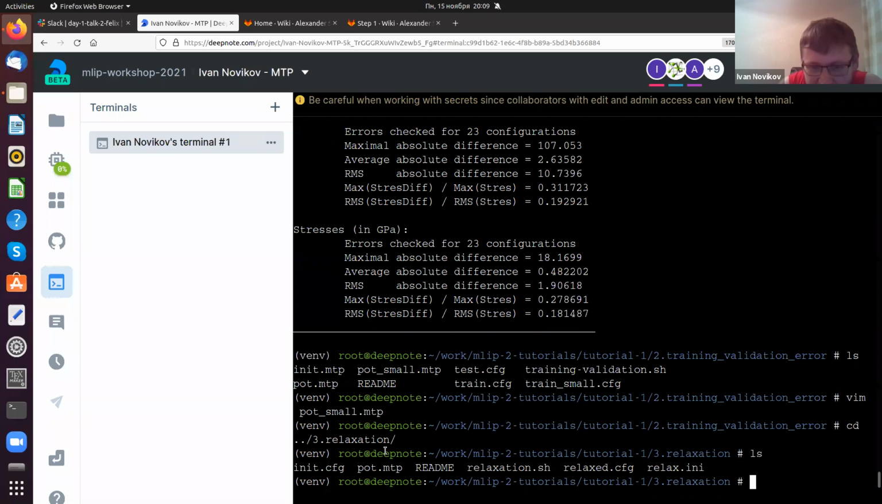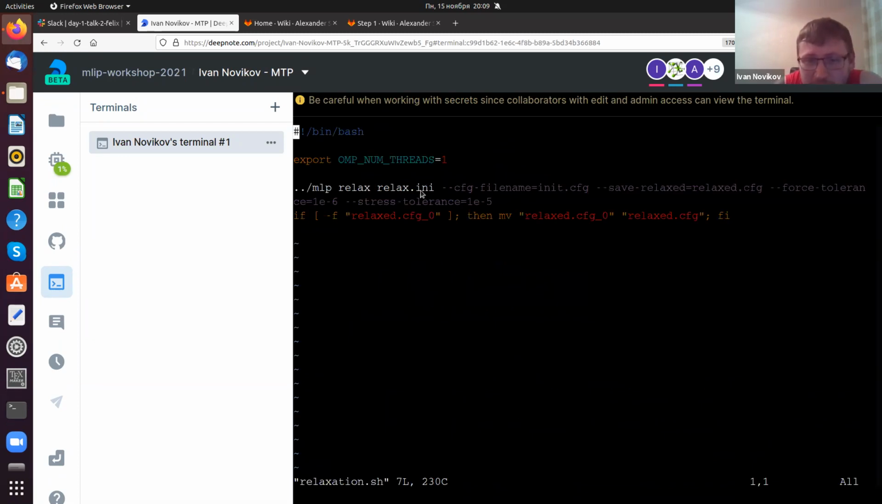I have already copied the MTP, of course, trained on 190 configurations, this pot.mtp. As the next step, we should run relaxation. Imagine we want to calculate energy volume curves and elastic constants. So we should relax our configuration with respect to both atomic positions and stresses. Force tolerance is 10⁻⁶, stress tolerance is 10⁻⁵. We run the relax command, also implemented in MLIP, and now we see a new file for us, relax.ini.